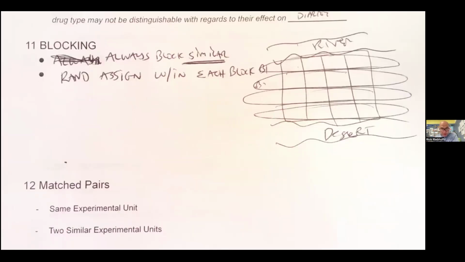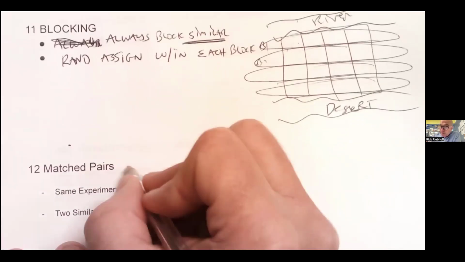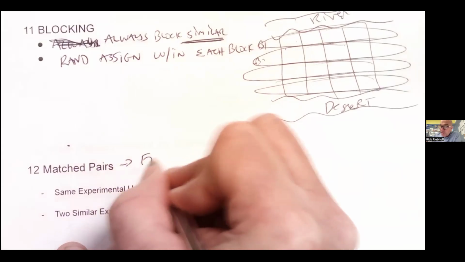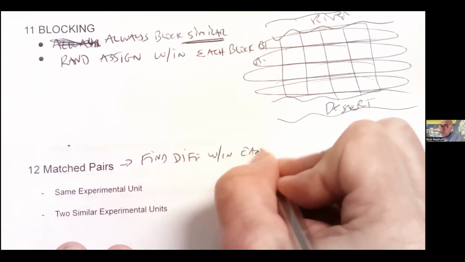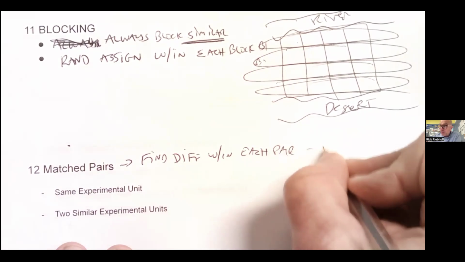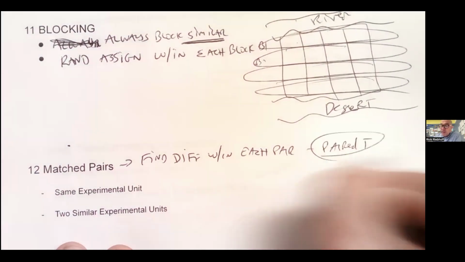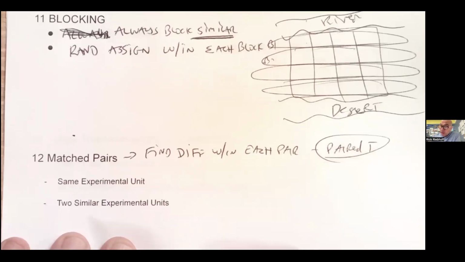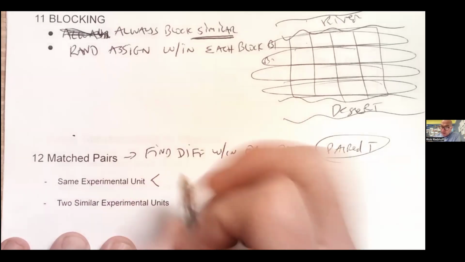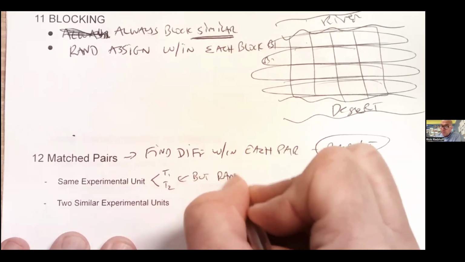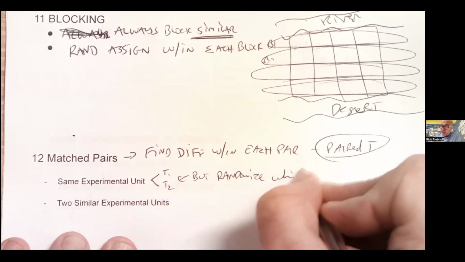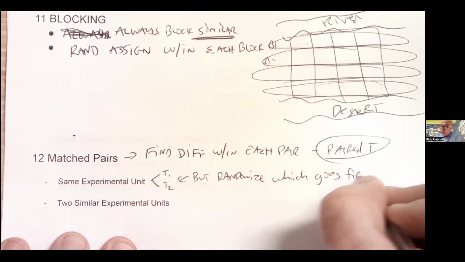Let's see, anything else on blocking? Nope, we're good. All right, matched pairs. We have 2 options for matched pairs. We find the difference within each pair, and this turns into a paired t-test, right? Okay, so something to look out for: same experimental unit. If the experimental unit is doing something twice, they will do treatment 1, treatment 2, but what do we need to do? Randomize which is first, right? Randomize which goes first.